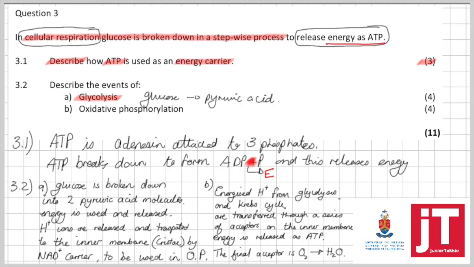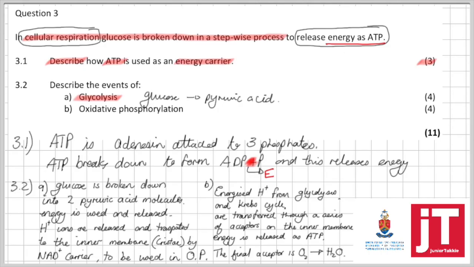Right, so let's have a look at the points to remember here. In A, glucose is broken down into what? 2 pyruvic acid molecules. Energy is used and released in this process. There's our third point. Hydrogen ions are released. Great. We need to know that because that is the importance of aerobic respiration. So hydrogen ions are released in glycolysis, which are then transported to the inner membrane or the cristae via the NAD carrier ion. Okay, so there's an important point.